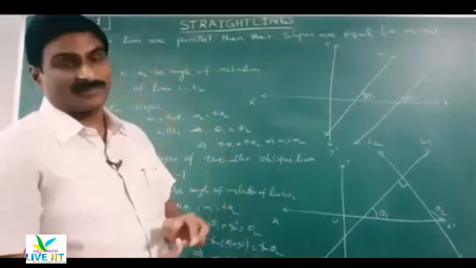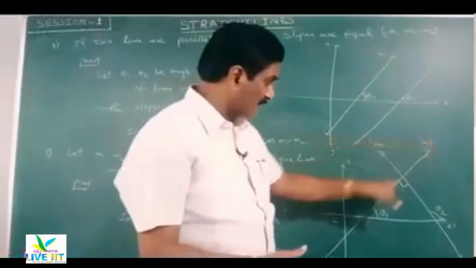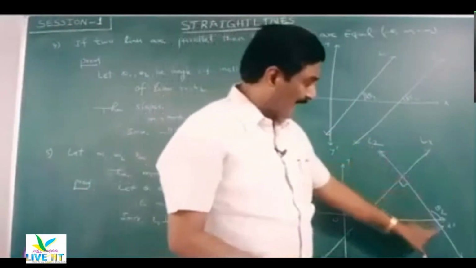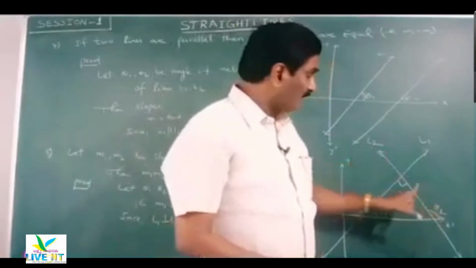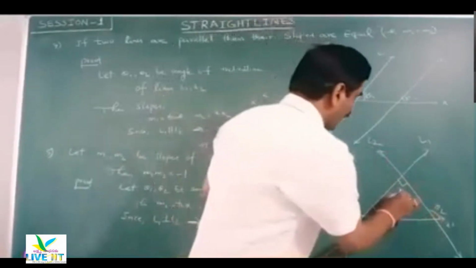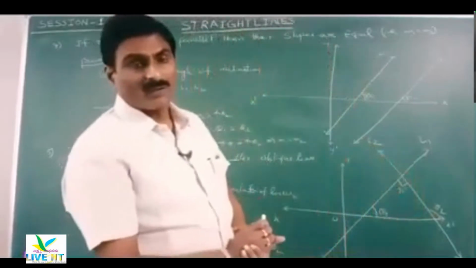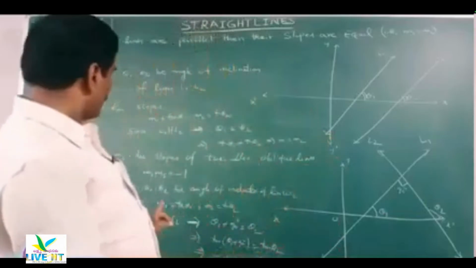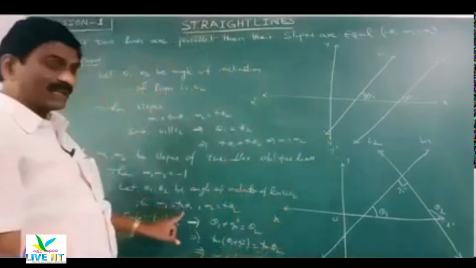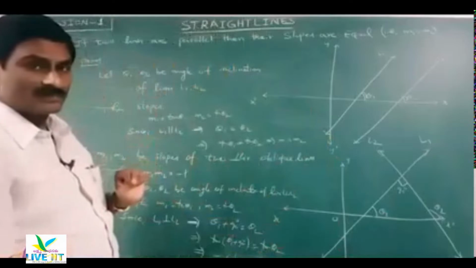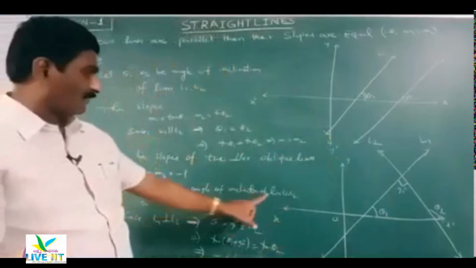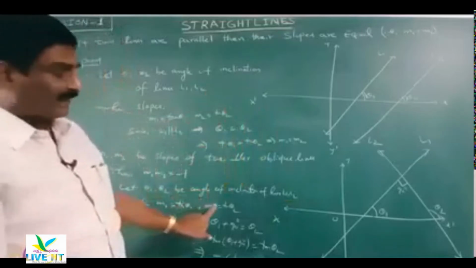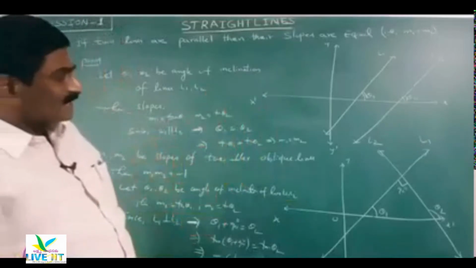Let theta 1, theta 2 be the angles of inclination of the two lines. Say this is the first line, and the angle of inclination of this line is theta 1. Say this is the second line, and its angle of inclination is theta 2. These two lines are perpendicular, so this angle must be 90 degrees. If the angle of inclination is given, what is the slope? m is equal to tan theta. So m1 is equal to tan theta 1, m2 is equal to tan theta 2.